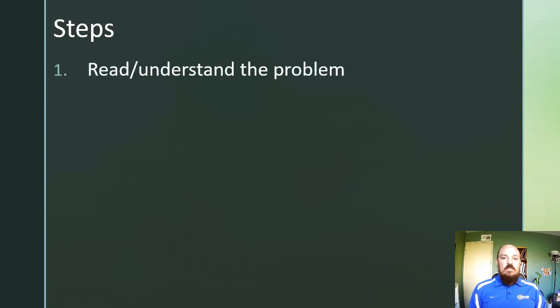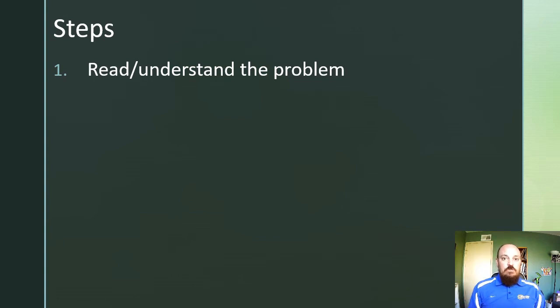But step 1 is to read and understand the problem. And right now in the homework, it's going to be easy because you know they're all related rates questions. You don't even have to think about it. But next year when you're taking that AP test, you're going to see those 6 free response questions. You're going to have to read each one and recognize what you're being asked to do.